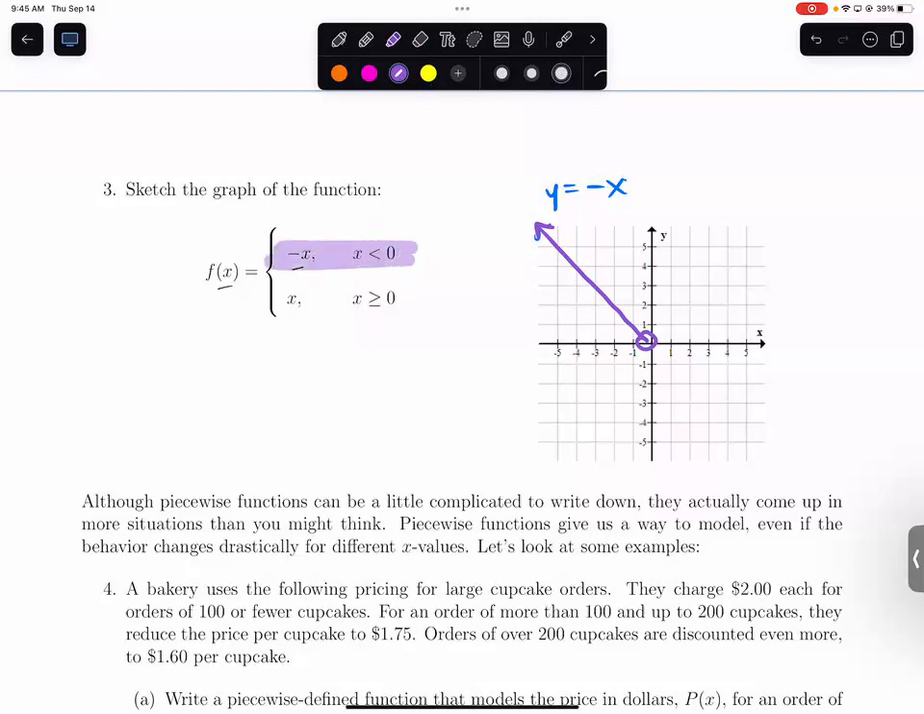Okay, well then do the same thing. Y equals x. That's a line like that. But I'm not supposed to use the whole thing. I'm supposed to use the right side. This one is greater than or equal to. So now I'm going to include the point.